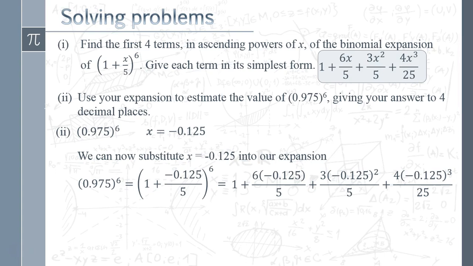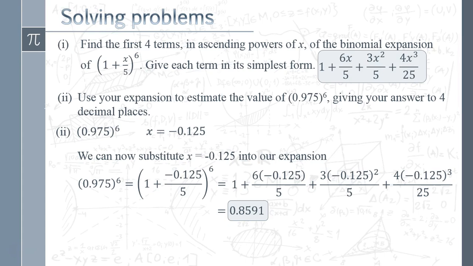So grab your calculator and you can make your life a little bit easier just by typing in initially minus 0.125 equals. That will save that value under A and S on your calculator. So when you type into your calculator now, you can just use the A and S key, which just saves you a little bit of button pushing. Put all the numbers in, and we end up with 0.8591. And that's an approximation for our 0.975 to the power 6.